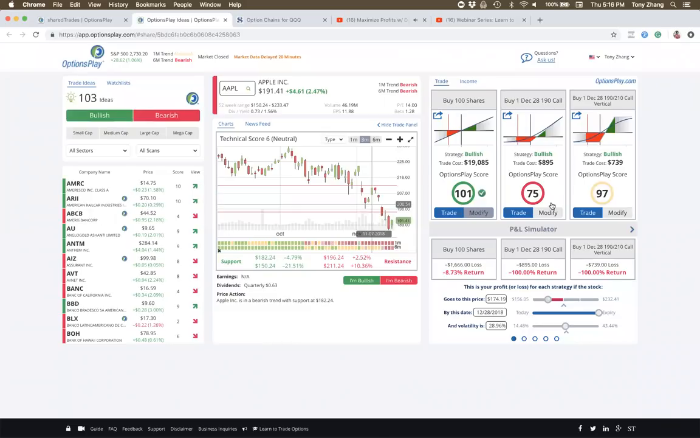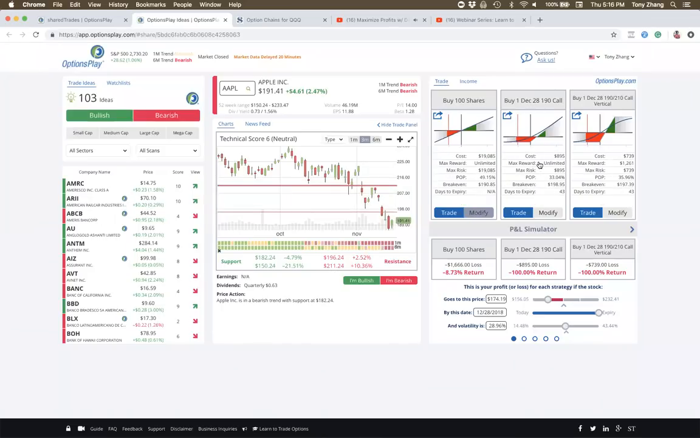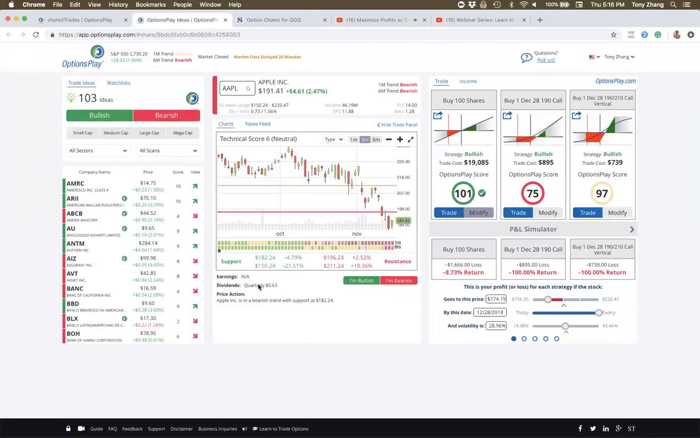And that's really how we derive the options play score, is the risk to reward ratio of each one of these three strategies. The reason for this is because if you look at call strategies, you have unlimited max reward. How do you calculate risk reward on something that has unlimited reward? And that was one of the struggles that we came across as traders. So we wanted to create a formula that allowed us to compare the risk reward of all strategies. And that's how we came up with the options play score.